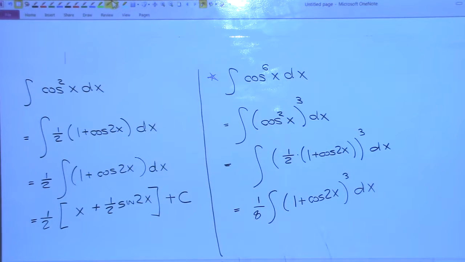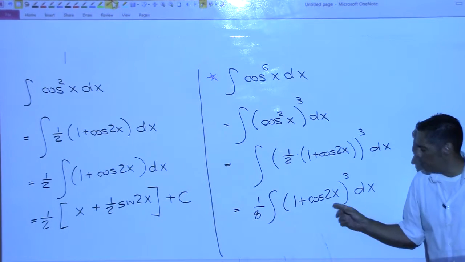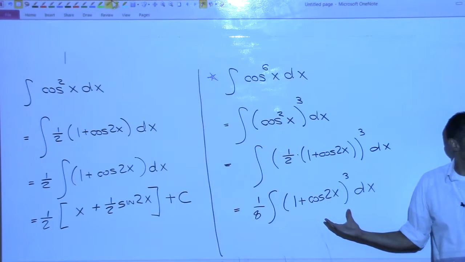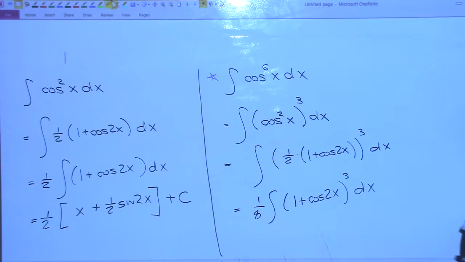So guess what we get to do with that now? Expand it. We do 1 plus cosine 2x times 1 plus cosine 2x times 1 plus cosine 2x. Why can we not do a u substitution right now? Why can't we let u be cosine 2x? There's no sine anywhere, so there's no derivative of it there. So here goes.